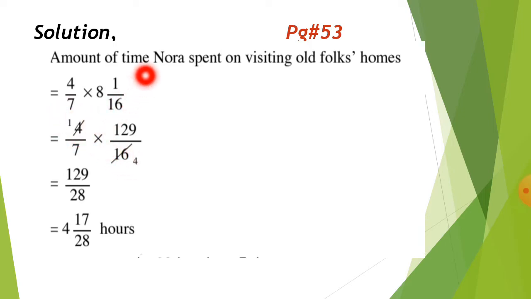First of all we have to change this mixed fraction into an improper fraction. 8 is going to be multiplied by 16, it will be 128, and we add 1, it will be 129 over 16. Then 4 ones are 4, 4 fours are 16, and for 129, 7 4s are 28. It is an improper fraction. We have changed it to a mixed fraction. That answer is 4 into 17 over 28 hours.